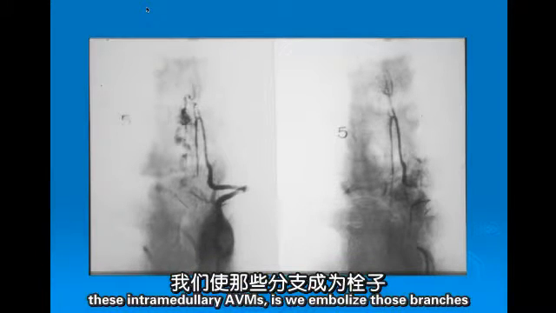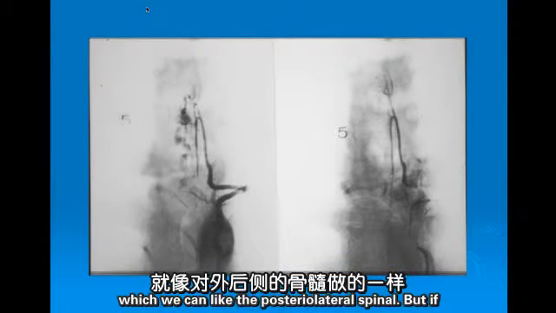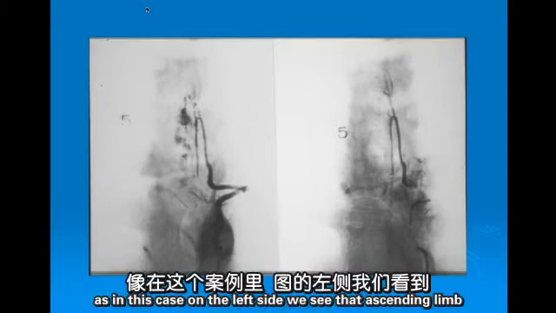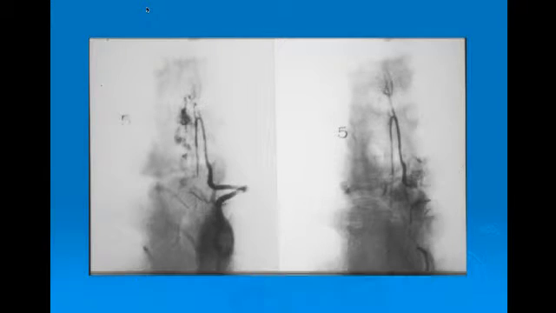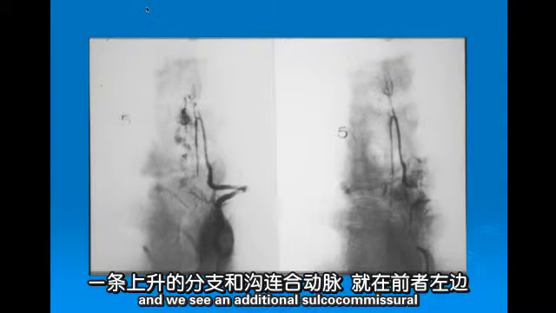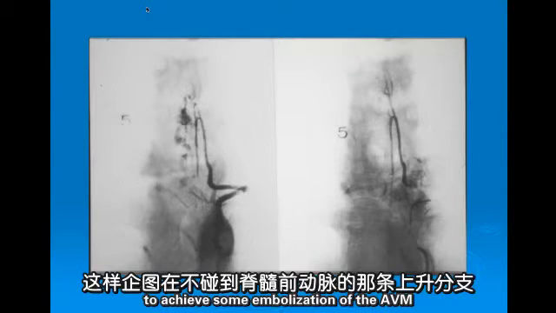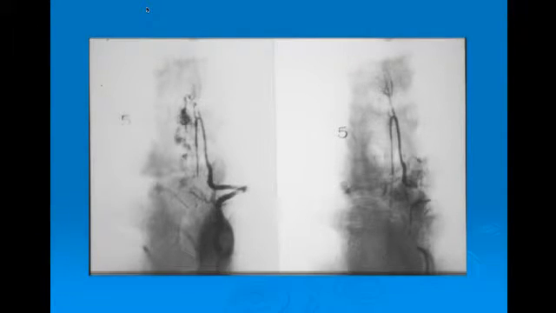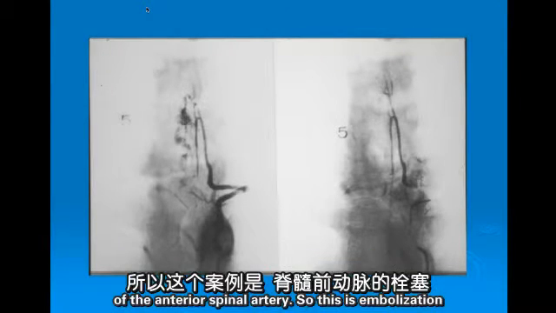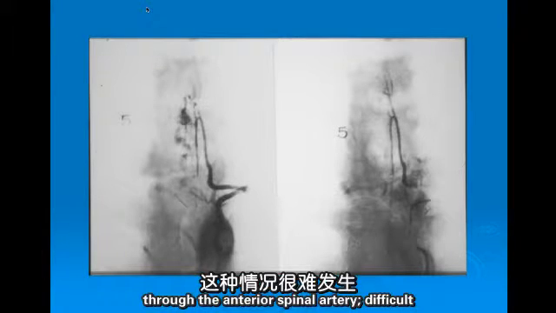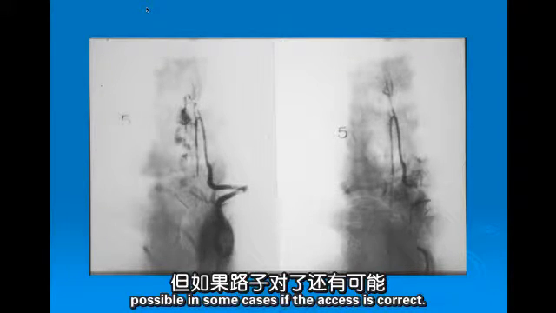We embolize those branches which we can, like the posterolateral spinal. But if we can get into a branch from the anterior spinal artery, as in this case on the left side, we see that ascending limb, and we see an additional sulcal commissural just to the left of it. That was accessed and embolized to achieve some embolization of the AVM, but avoiding the ascending limb of the anterior spinal artery. So this is embolization through the anterior spinal artery. Difficult, possible in some cases if the access is correct.